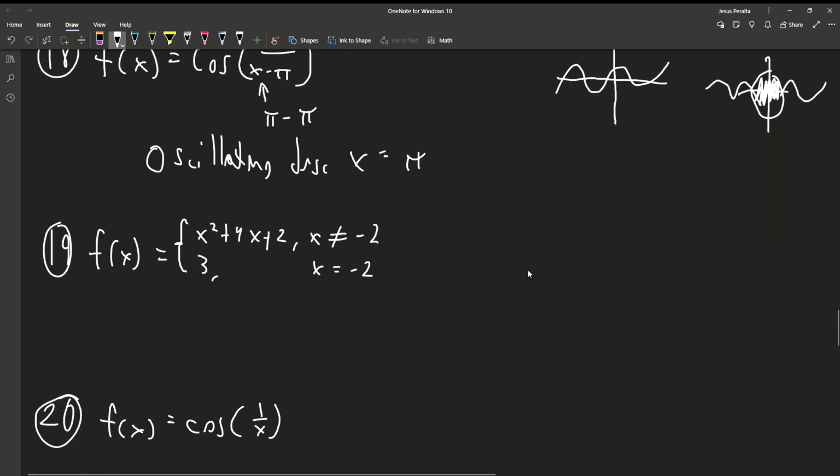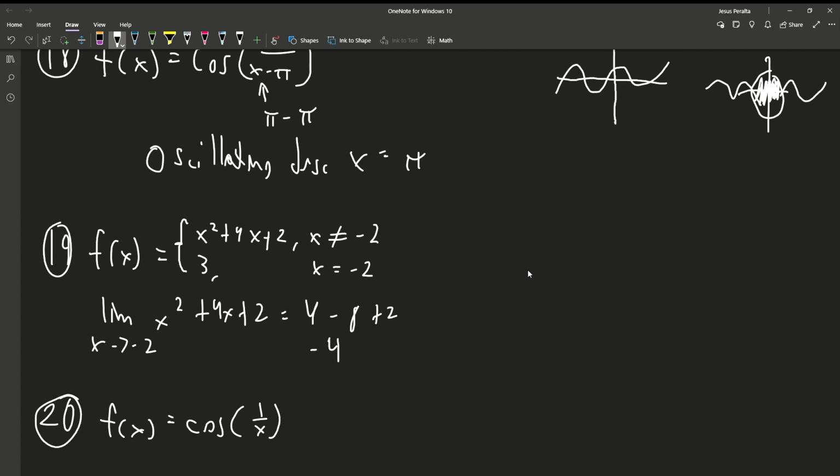And then this one, just get the limit as x approaches -2, x squared plus 4x plus 2. Plug it in, you get 4 minus 8 plus 2. Same thing as -4 plus 2, which is -2. This and this are not the same. So then you have a removable discontinuity at x equals -2.